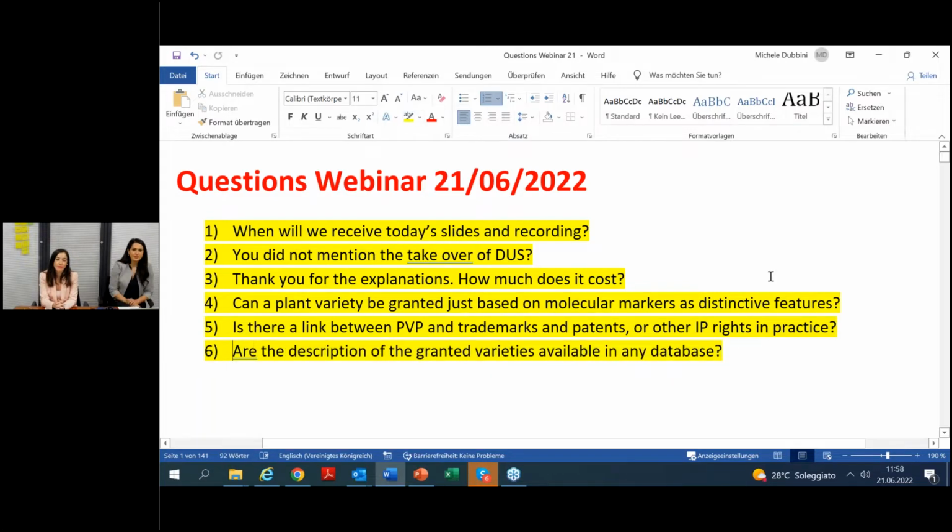Yes, well, the variety description, as Angela was mentioning before, is an essential feature of the right. It's the ID card of the plant variety, and it is also basically the scope of protection, the description of the protected variety. In Variety Finder, you cannot really find the complete description.